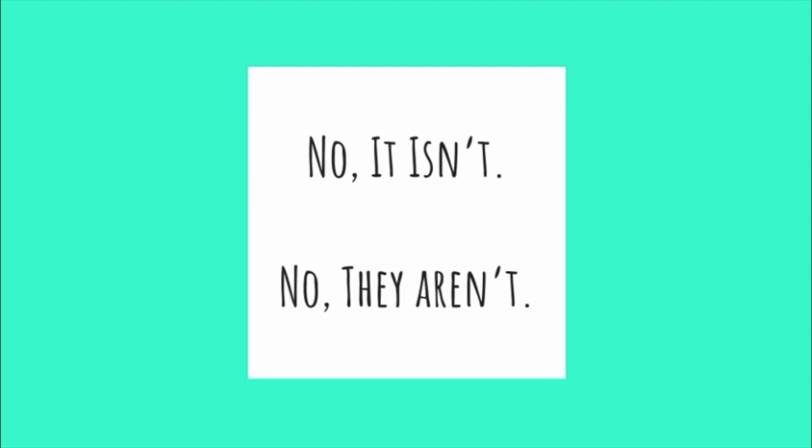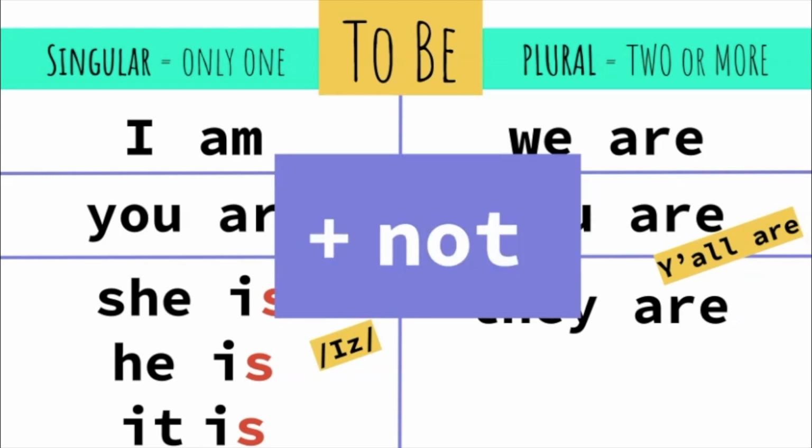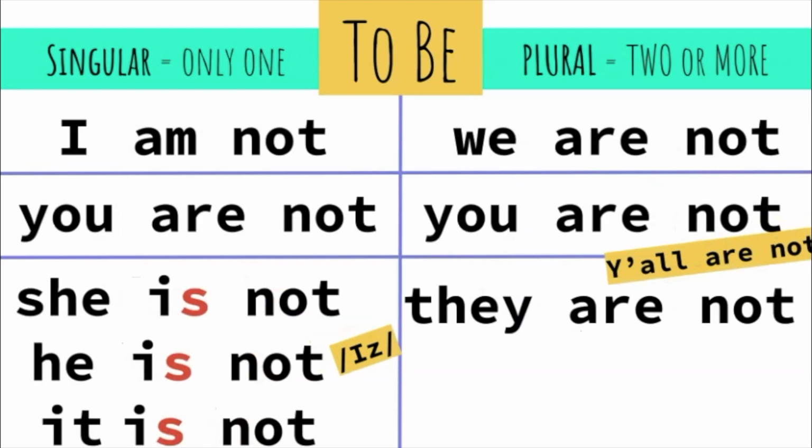So what happens if we want to answer and say no? No, it isn't. No, they aren't. When we want to describe what something is not, we use the verb to be and we add the word not. I am not. You are not. She is not. He is not. It is not. We are not. You are not. They are not.